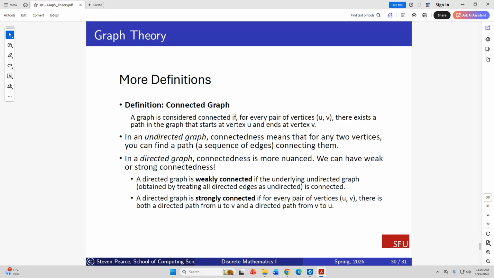In a directed graph, connectedness is more nuanced. There's that word nuance we hear so much of today. We can have weak or strong connectedness. A directed graph is weakly connected if the underlying undirected graph, obtained by treating all the directed edges as undirected, is connected. That's weakly. Strongly, if for every pair of vertices U and V, there is both a directed path from U to V and a directed path from V to U. So you can get back.